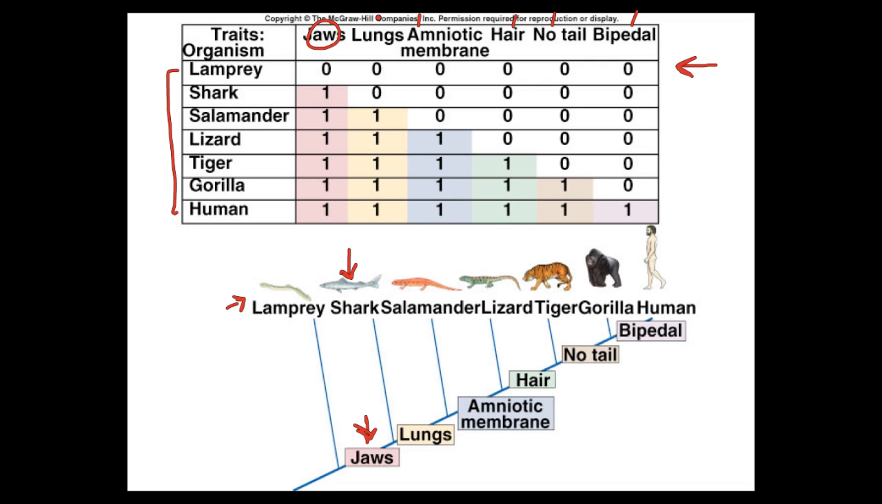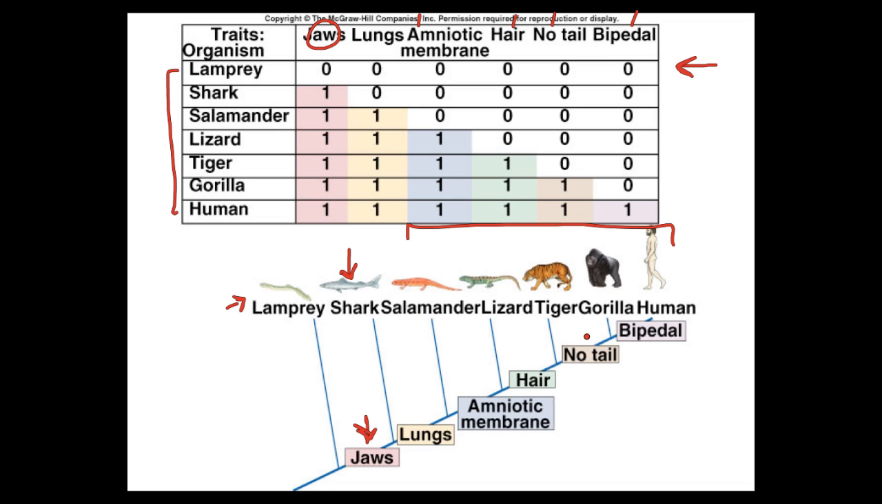Continuing on, our next derived character we see is the lung. So as we go along, the lung represents our next branch point. Sharks don't have lungs, so they are off of this branch of the tree. All of these organisms would show lungs. Continuing on, next one is the amniotic membrane, which we first see in lizards. So we have passed the salamander, we're into lizards. All of these would have an amniotic membrane.